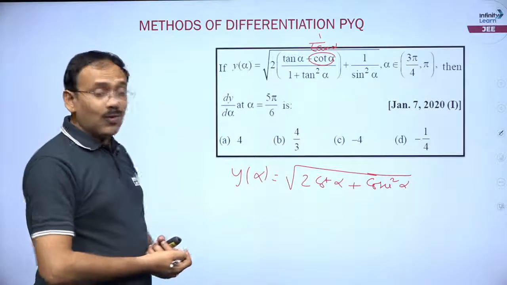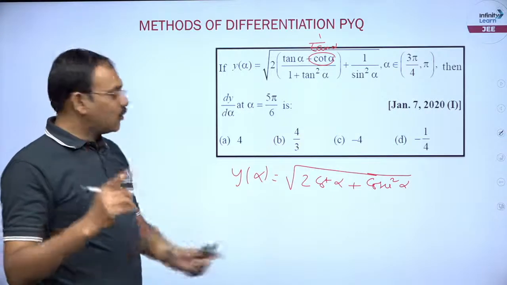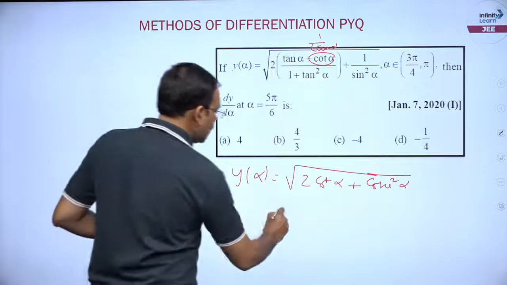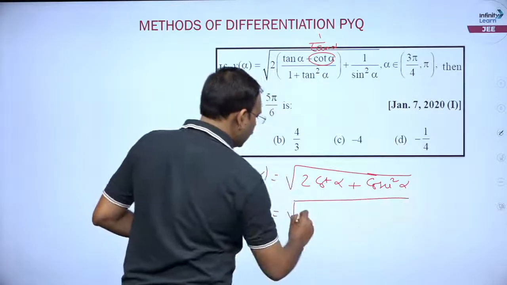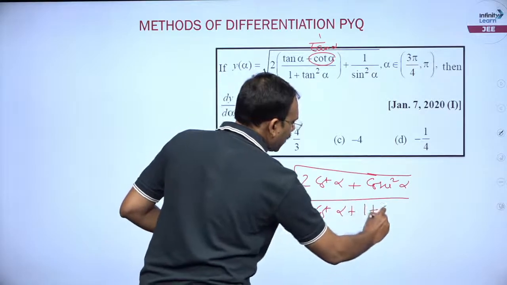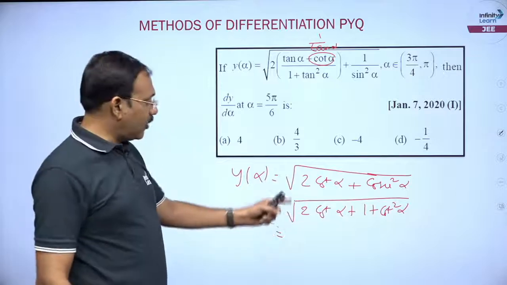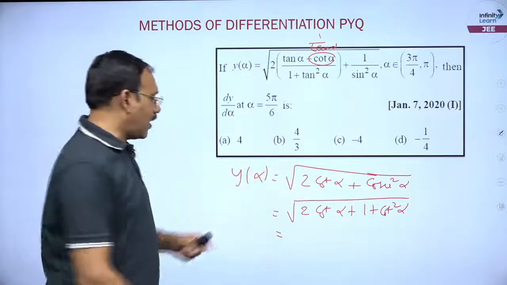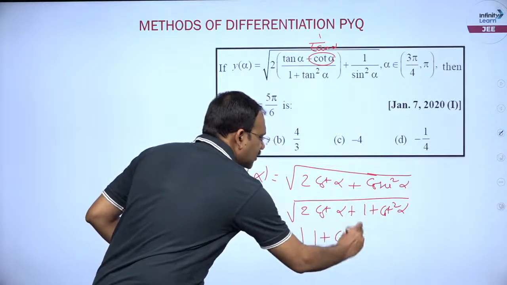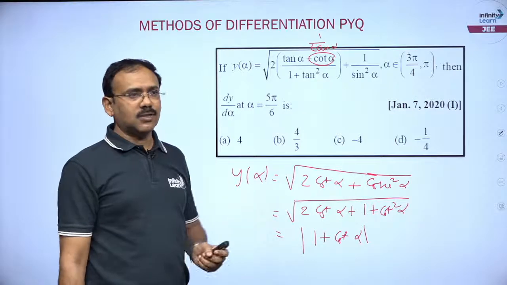Now what can we do? Shall we go with the direct derivative? One second. Cosecant square alpha you can write as 1 plus cot square alpha, right. So this is going to be, friends, root of 2 cot alpha plus 1 plus cot square alpha, which is, friends, 1 plus cot alpha whole square. Whole square under root means modulus of 1 plus cot alpha. I think you got my point, because it is a perfect square, 1 plus cot alpha whole square.